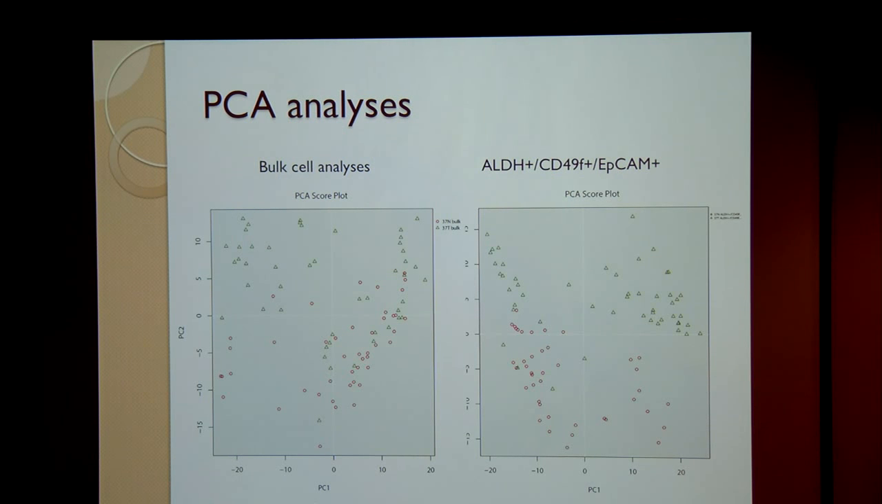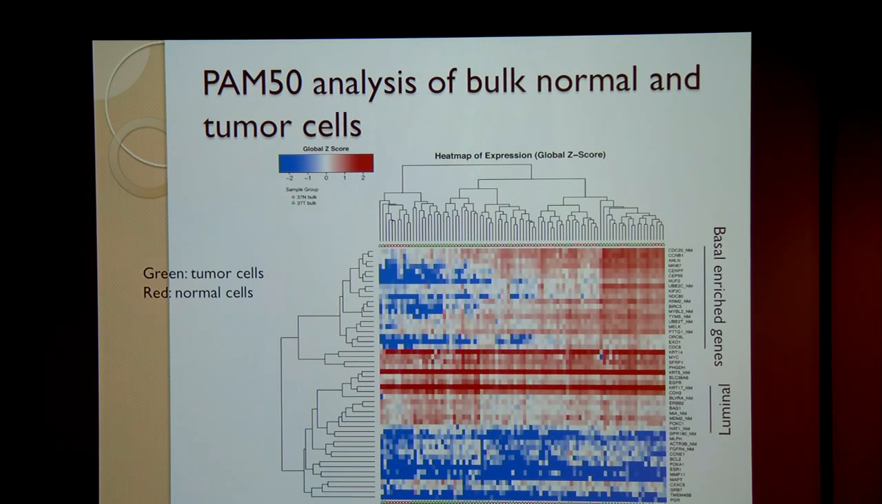In the PCA plot, what you see is a complete mess when you do the bulk. If these defined populations, which are supposed to represent the most undifferentiated population in the normal breast, they kind of make a nice pattern. This is what happens if you do the bulk analysis. The red are the normal cells, they are scattered everywhere. There is one cluster of tumor cells, there is another small cluster of tumor cells, these are the green cells, right. This is the bulk analysis.